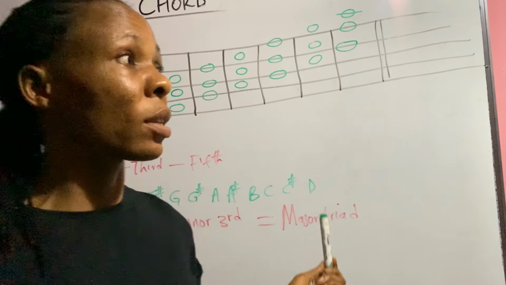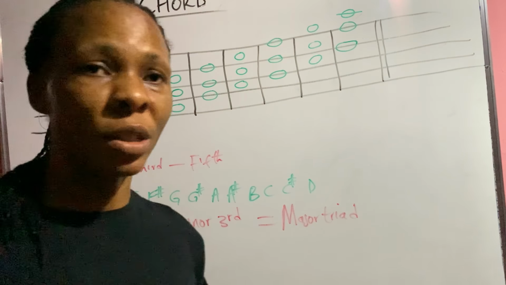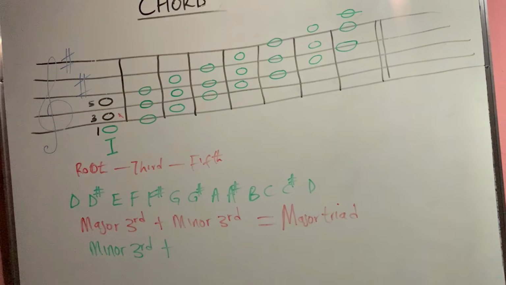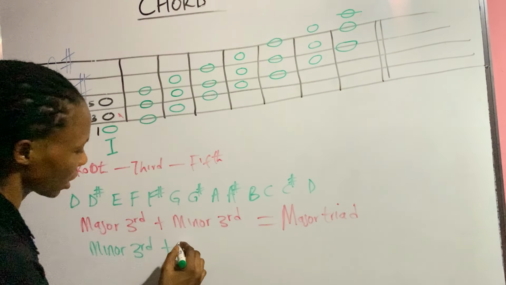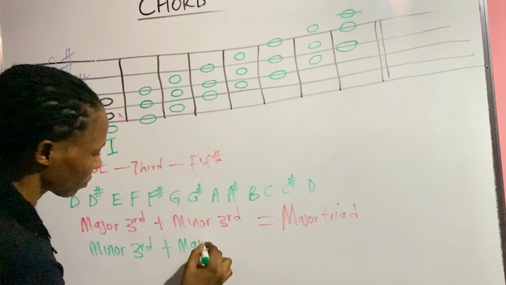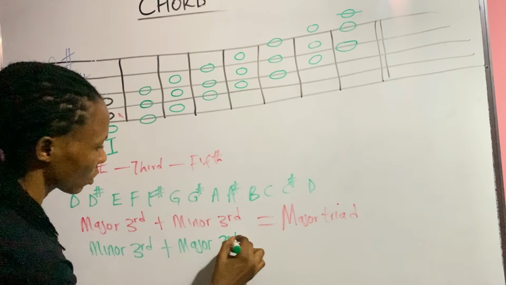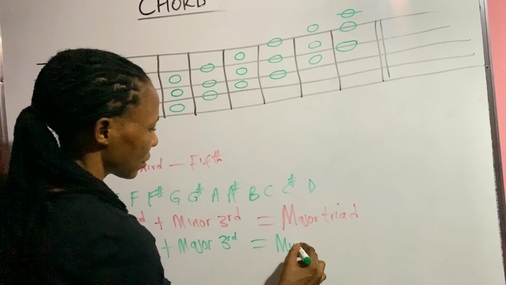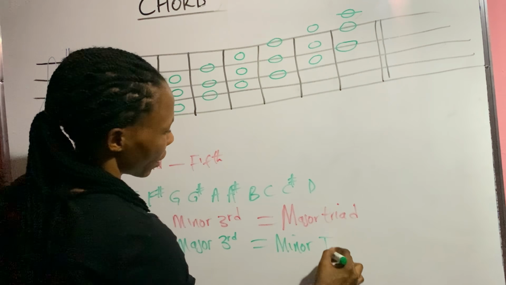If you don't understand intervals, please don't stress yourself with the chord. So 4 semitones is a major third. So a minor third plus a major third will give you a minor triad.